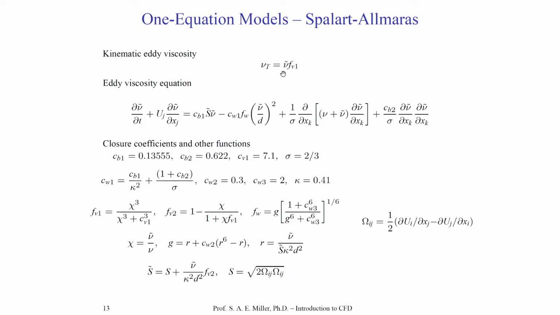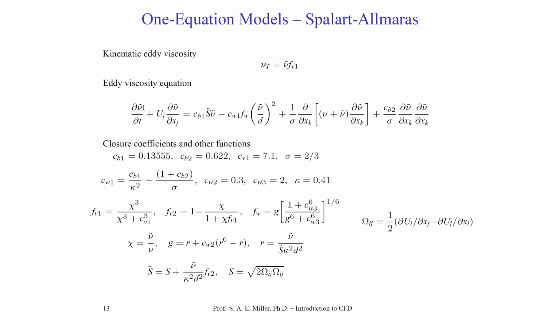The eddy viscosity, which they write with a tilde, times this function f_v1. Now if we look up f_v1, it's down here in the closure coefficients, which represents another nonlinear algebraic equation. And it goes as this script x cubed over x cubed plus c_v1. c_v1 here is 7.1 in their calibration over a wide range of turbulent flows. Then you might say, okay, well, what's x? Well, x is down here. It's the ratio of nu tilde over nu. So that's well and good. That seems to be kind of closed in itself.